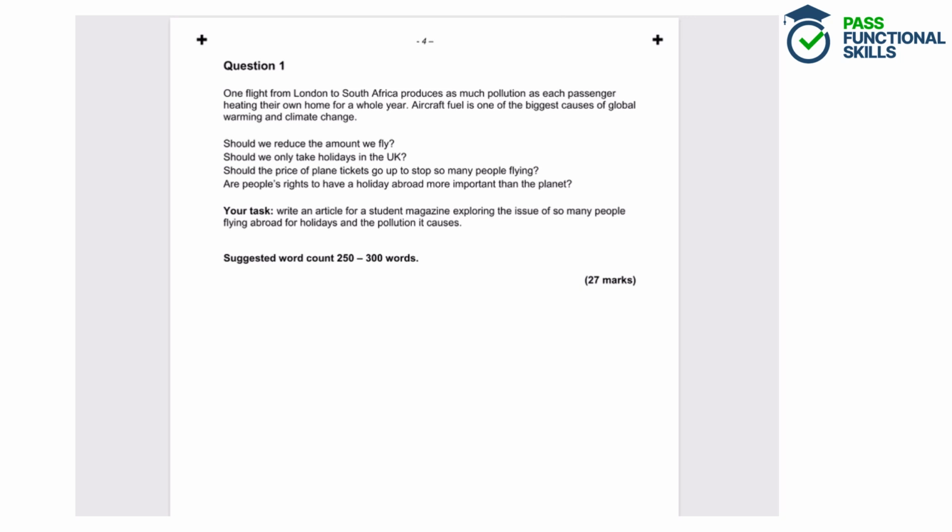Your task is to write an article for a student magazine exploring the issue of so many people flying abroad for the holidays and the pollution it causes. Your suggested word count is 250 to 300 words.